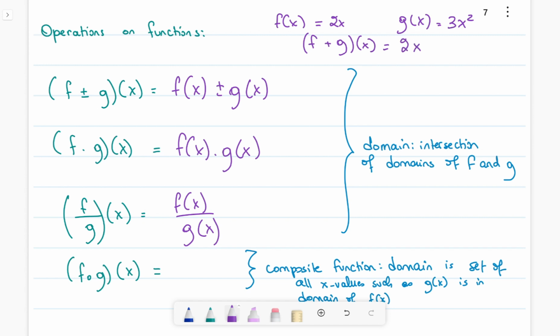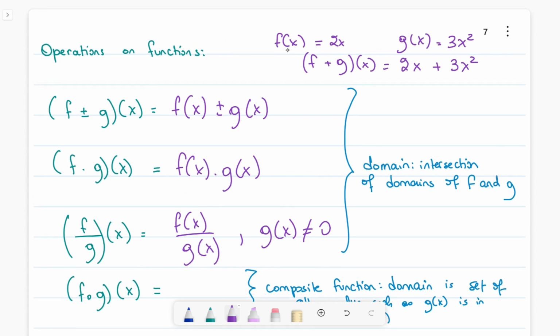You simply add them up, or you simply multiply them if you're asked to multiply them, or divide them. Now, one thing to note about division is that g of x should be different than 0 for this to work. And one more thing about all of these first three operations is that the domain is the intersection of the domains of f of x and g of x.